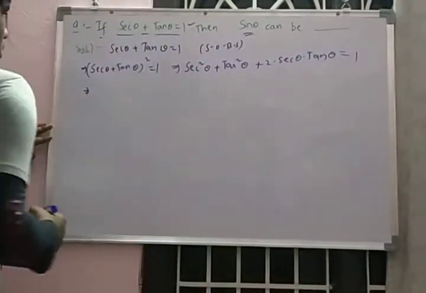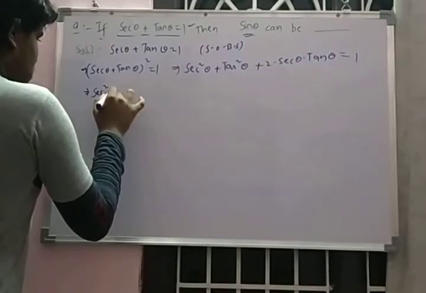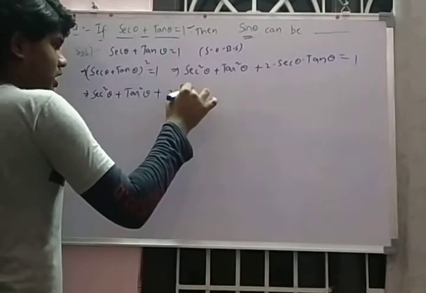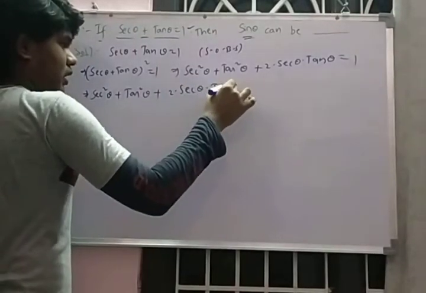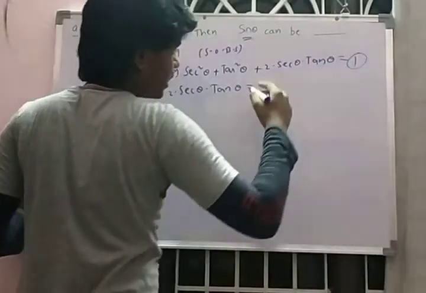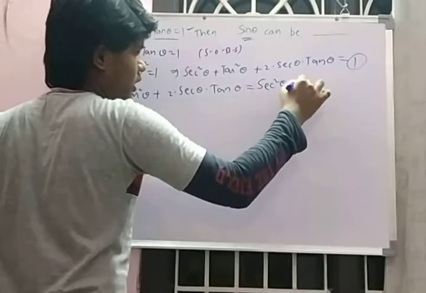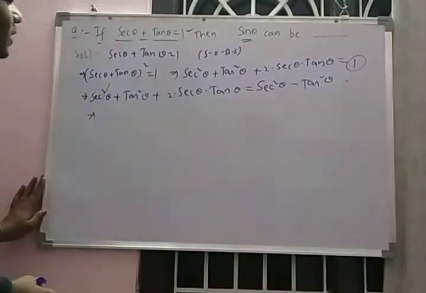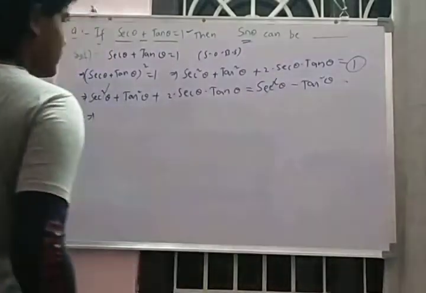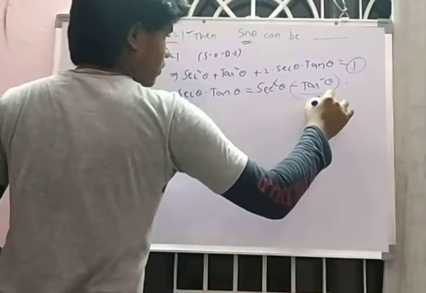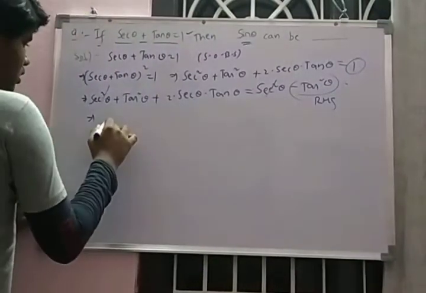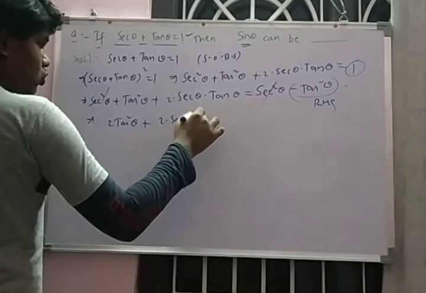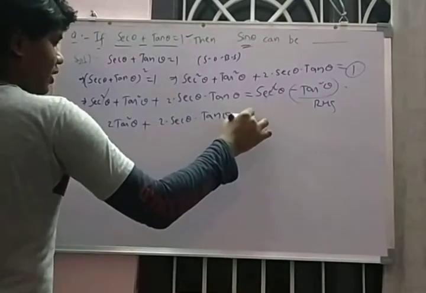Now secant square theta plus tan square theta plus 2 secant theta into tan theta is equal to, here 1 can be written as secant square theta minus tan square theta according to the identity. Now secant square theta gets cancelled, and when this RHS term is transferred to LHS, then 2 tan square theta plus 2 secant theta into tan theta is equal to 0.